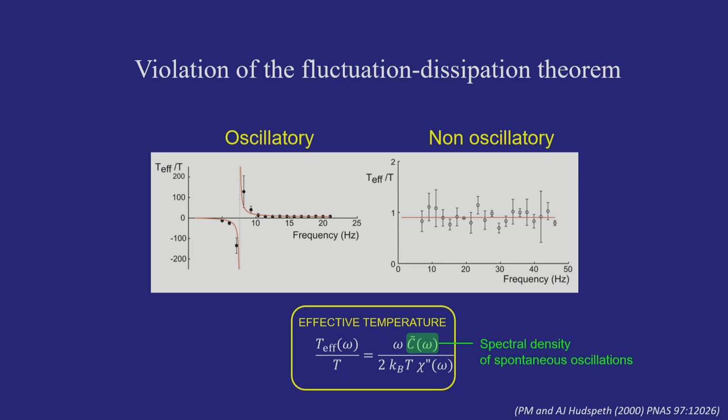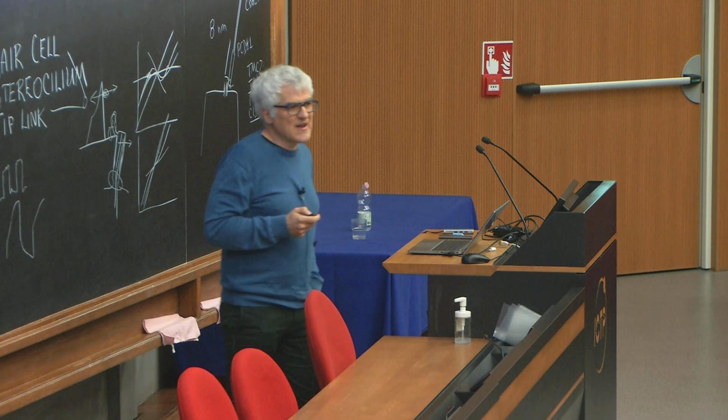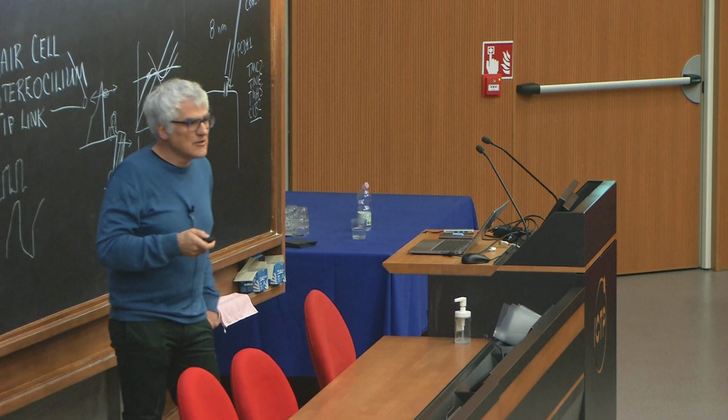This is because, as I showed you, the chi double prime is changing sign at the frequency of oscillation. Now, violation of the fluctuation dissipation theorem clearly demonstrates that both the spontaneous movement as well as the linear response to oscillatory stimuli in this system result from an active process. However, the theorem doesn't tell us how much energy the system has to spend to sustain these active movements.